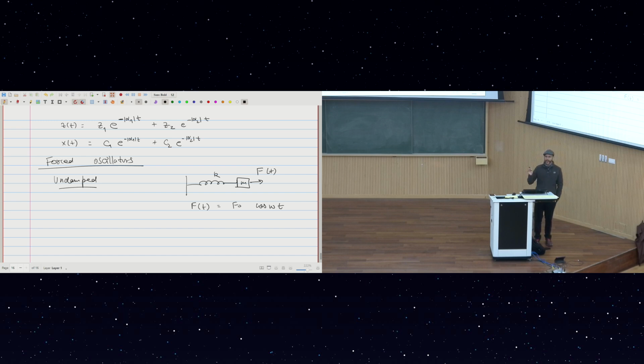Now this omega is not the same as omega naught or omega 1 that we have talked about. It is some omega. You can change it. Let's say you are applying a force with your hand, so you can change what frequency you apply. So this is the forcing frequency, and F naught is just a constant. So if we write the model equation, we get mass times the acceleration is the restoring force plus F naught cos omega t.